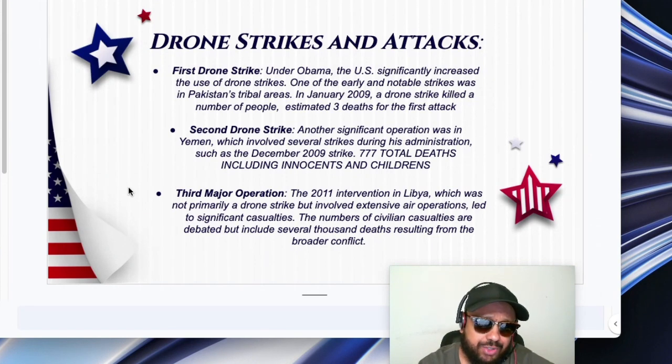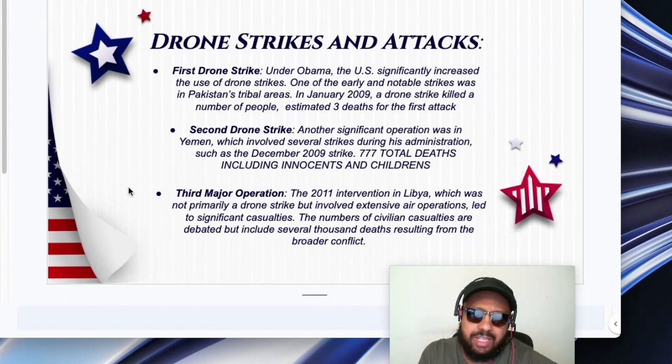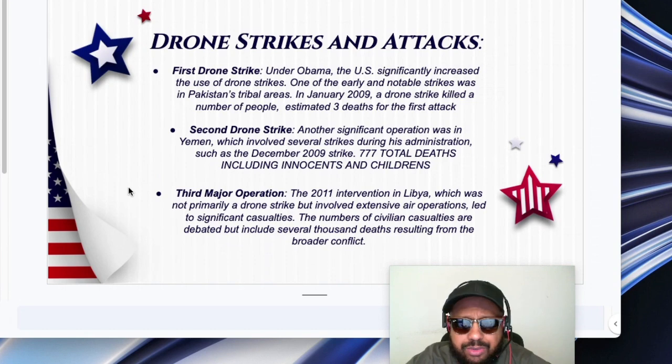The second drone strike that Obama authorized was in Yemen, which involved several strikes during his administration. As of December 2009, he authorized strikes and there were 777 total deaths, including innocents and children. This is from the drone attacks that were authorized by Barack Obama.